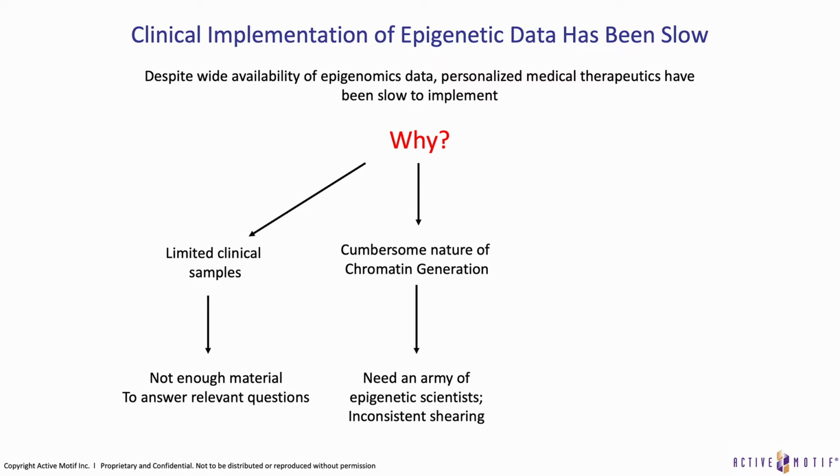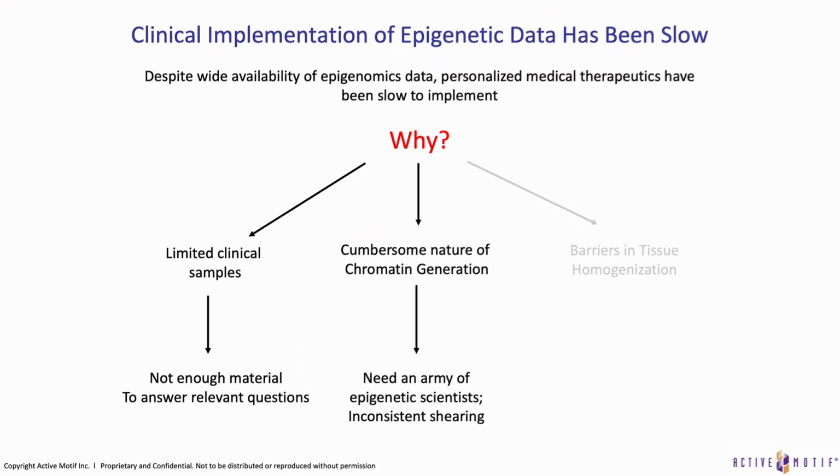And if you have inconsistent shearing of your samples, you could end up having to throw away entire chromatin preps just because they're not the right size. And I know that inconsistency in shearing has been a major issue for epigenetic scientists. So we need to find a way to standardize the shearing and know that each time we sonicate a chromatin sample, we get high quality, good DNA of the right size that is amenable for ChIP.